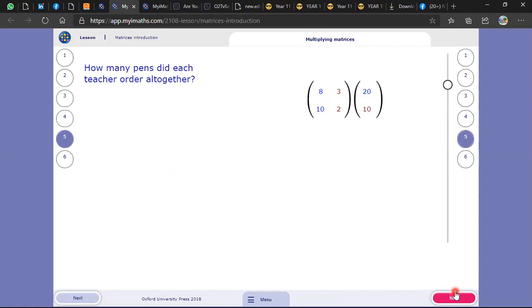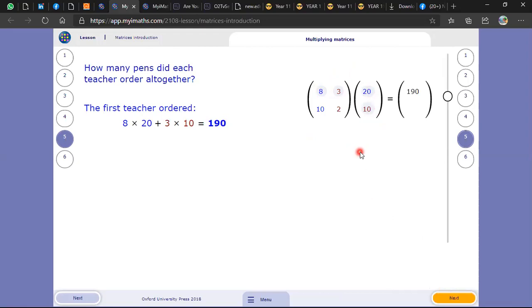Now, how many pens did each teacher order altogether? So you see what I mean now? We're going to expect 8 here to be multiplied by 20, because there are 20 pens in a pack. Of course, the 3 packs of red pens will be multiplied by 10 because there are 10 pens in a pack for red pens. So the first teacher ordered 8 times 20 and also 3 times 10. So since there are 20 in a pack, it will be 8 times 20, and there are 10 in a pack for the red, it will be 3 times 10. Now please follow that pattern of multiplication because that is how you understand how to multiply 2 matrices together.